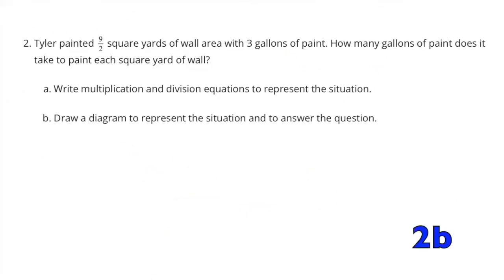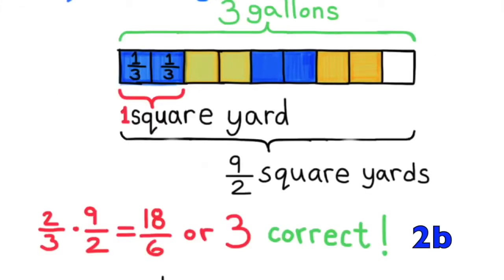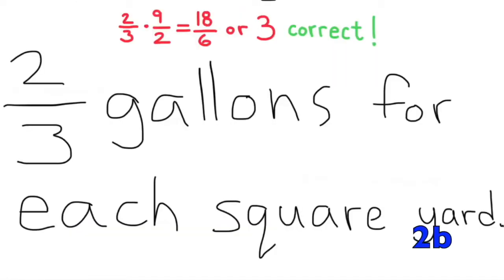B. Draw a diagram to represent the situation and to answer the question. 3 gallons of paint covers 9 halves square yards. It takes 2/3 gallons of paint for each square yard of the wall. 2/3 times 9 halves equals 3. It takes 2/3 gallons for each square yard.